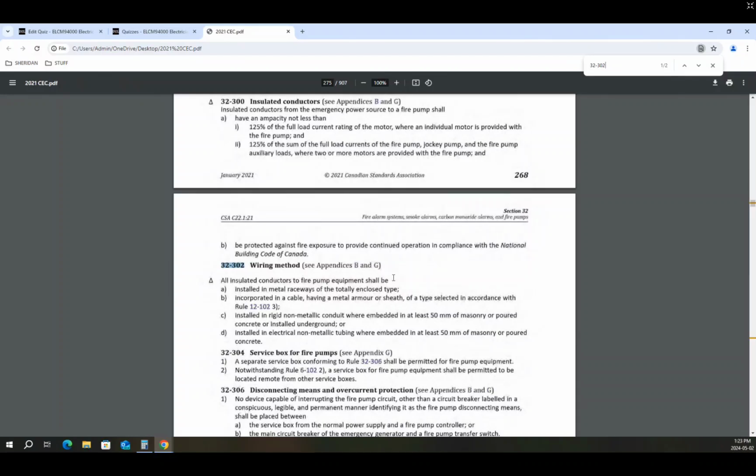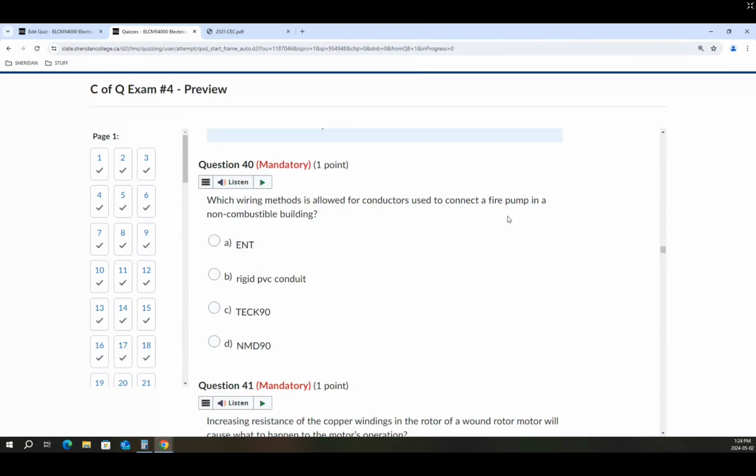Insulated conductors to fire pump shall be installed in metal raceways, totally enclosed, incorporated in the cable having a metal armor sheath, the type selected in accordance with 12102. Rigid non-metallic conduit where embedded in masonry. Installed in electrical non-metallic tubing where it's embedded in masonry. So we are being asked in a non-combustible building. It doesn't say anything about embedding it.